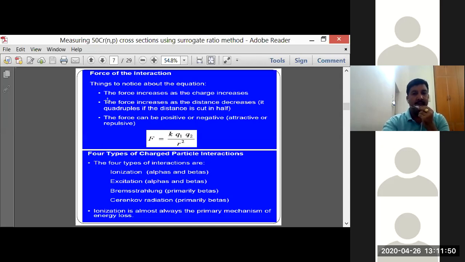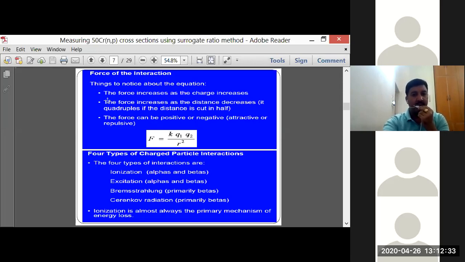Obviously, it will see a Coulomb barrier. If your incident particle is positively charged like alpha, you will see a repulsion from the nucleus. If you have a negatively charged particle like an electron, you will see an attraction. Charged particle interaction has four broad categories: ionization, excitation, Bremsstrahlung, and Cherenkov radiation. Ionization is good for both alphas and betas. Excitation is good for both alphas and betas. Bremsstrahlung is very crucial especially for betas. Similarly, Cherenkov is primarily for betas. We will talk step by step about these four processes.